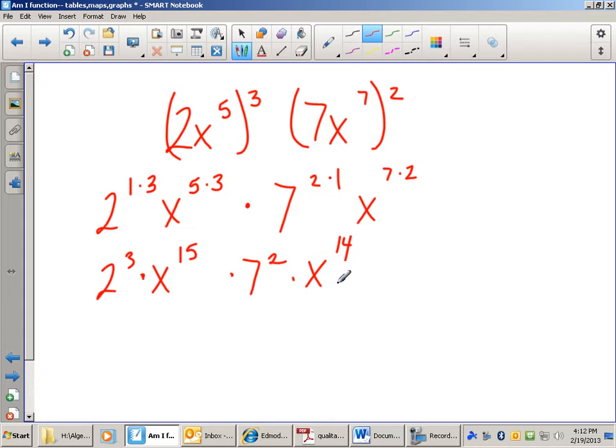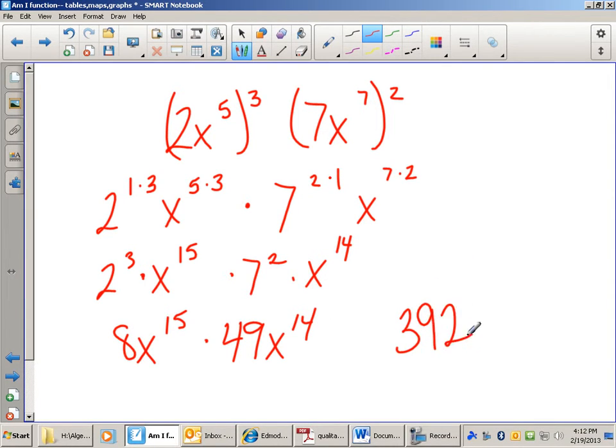So I'm going to change these to their actual standard form now. So 2 cubed is 8. So I have 8x to the 15th times 49 x to the 14th. And then you would need to do 8 times 49, which is 392. And then here you have two of the same bases, so you have to add those exponents. So your answer is 392x to the 29th.